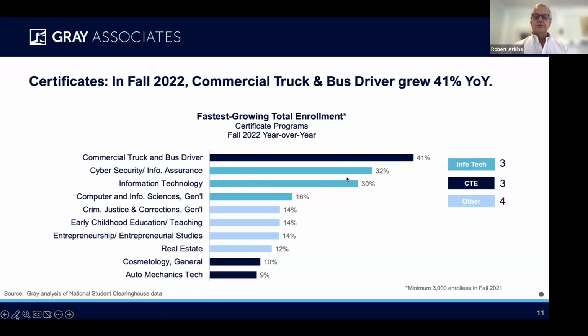And that 32% growth, typically when I see that, it's in a smallish program that's growing quickly. Neither cyber or IT are small programs. These are big programs growing at very healthy rates, as is computer science. So this isn't fringe stuff we're seeing here. We're seeing very core programs growing at a good clip. Then we have what we called other: criminal justice, early childhood education, entrepreneurship, real estate. God bless those entrepreneurs. I am one. And I'm not sure I would recommend it to the faint of heart, but I hope they all do well.